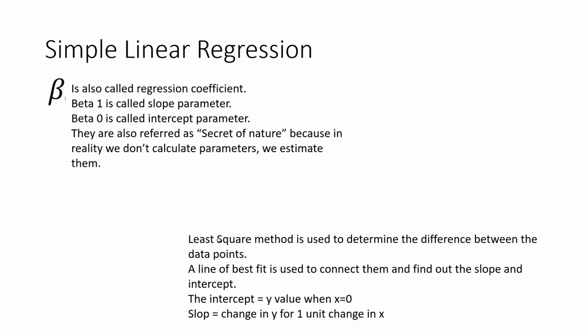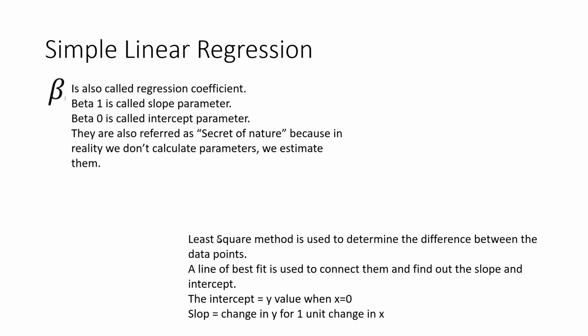That's it. They are talking about the parameter, which is m in this case. So beta 1 is called the slope parameter and beta naught is called the intercept parameter. So beta 1 is your m and beta naught is your c. These are also referred to as the secret of nature because in reality we don't calculate parameters, we estimate them. This is in the good old world of statistical analysis. So if somebody asks you what the secret of nature is in a linear regression, you know they are talking about the beta parameters, which are also called the regression coefficients.